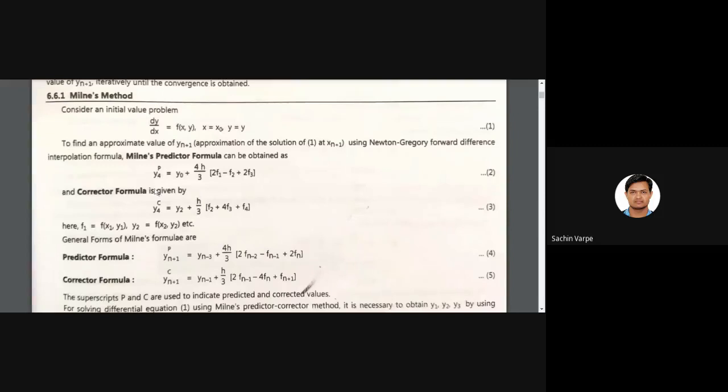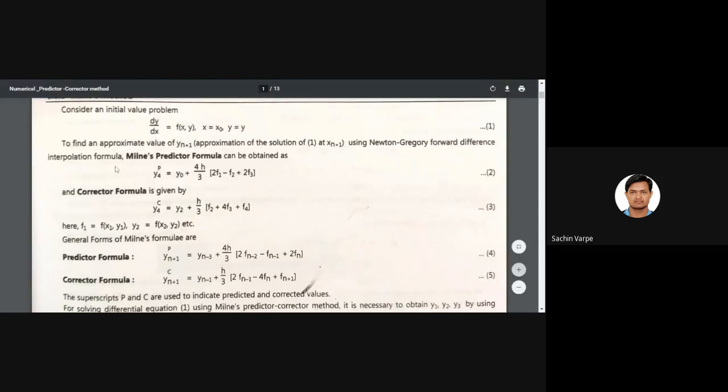Yes, sir. Okay. So in the last lecture, we discussed the predictor-corrector method by Newton's Gregory forward interpolation formula. That means if we have y0, y1, y2, y3, then with the help of those, we can find the next ordinate, that is y4, using the previous 3 to 4 ordinates. That is Newton's Gregory forward difference interpolation formula, right?